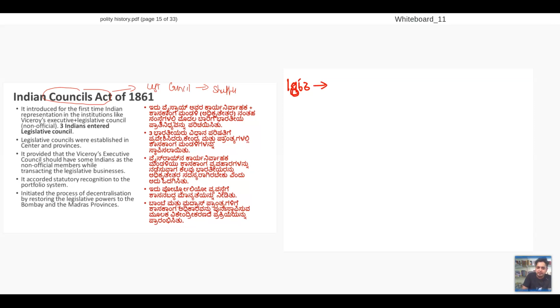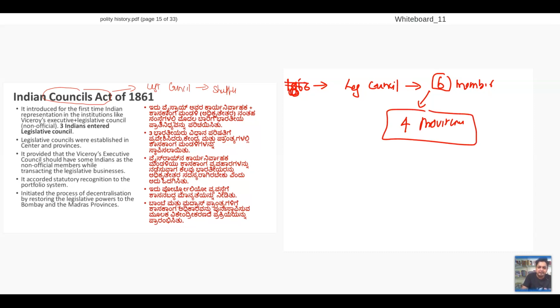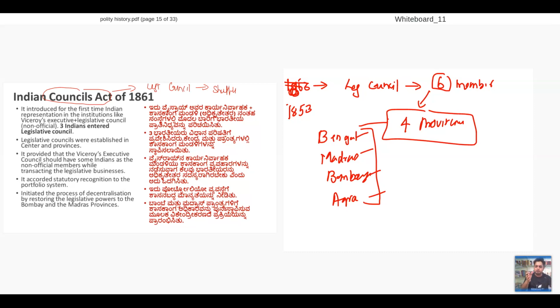1853. What did I get in 1853? A Legislative Council. This Legislative Council will have 6 members. Of those 6 members, 4 members will be from provinces. What provinces will they be from? What all provinces we had? Bengal, Madras, Bombay, and Agra. Agra will be the fourth province. One member from each will be added to the Legislative Council. So they're not touching anything about the Executive Council, only the Legislative Council. This was the scenario in 1853.